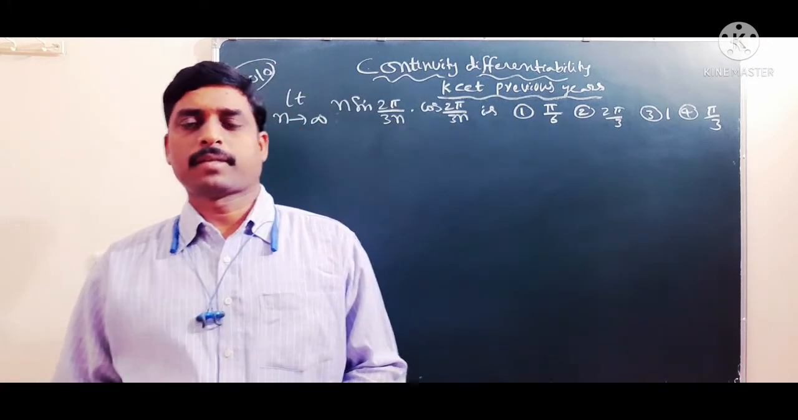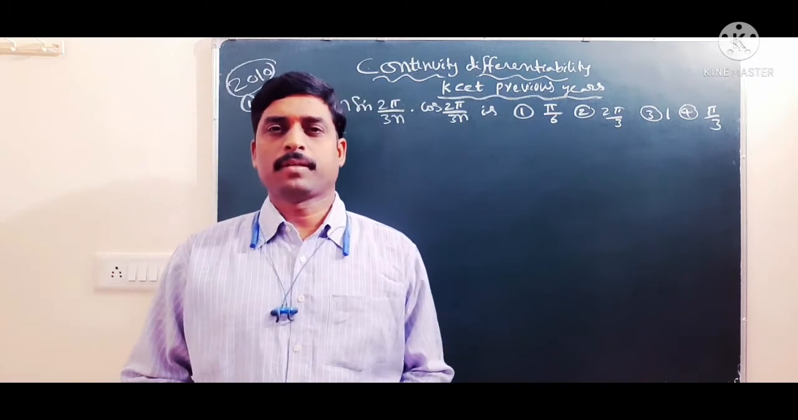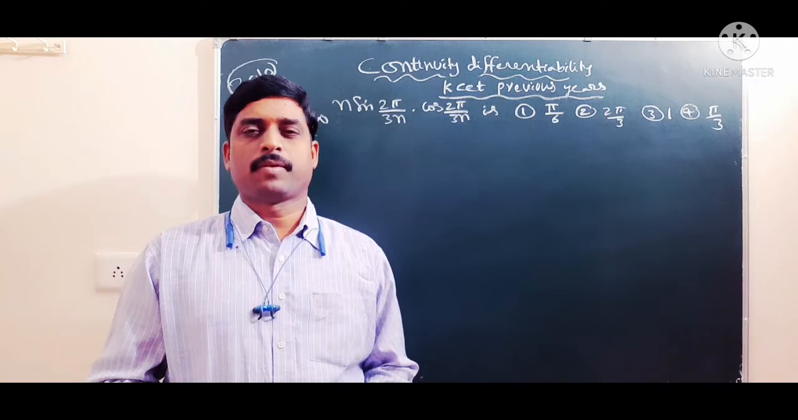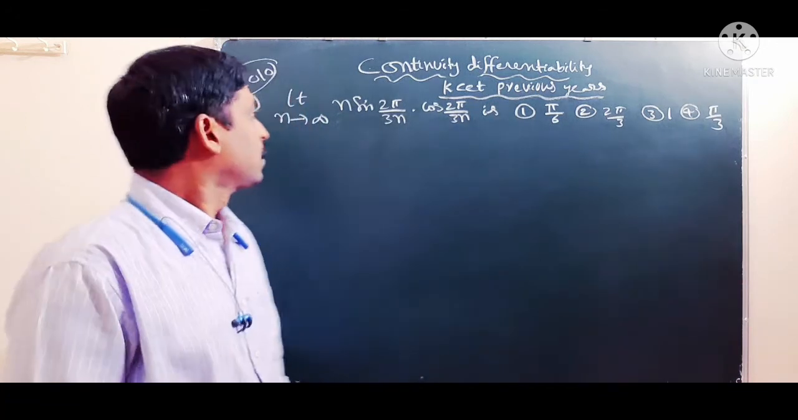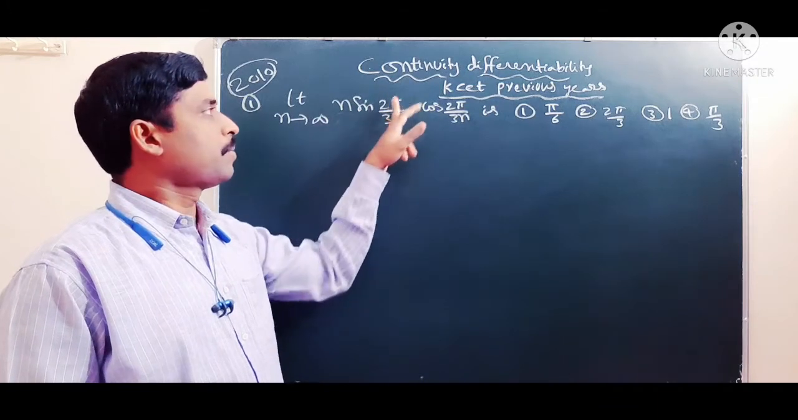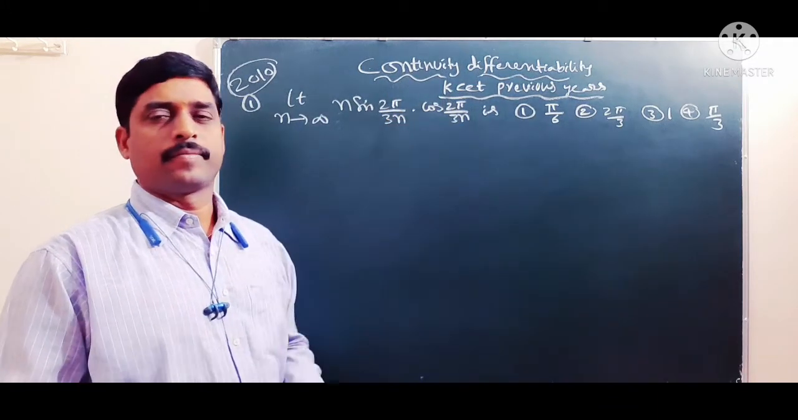Today I would like to explain continuity and differentiability cases in previous year questions. Now, question number 1 from 2010: limit n tends to infinity, n sin 2 pi by 3n cos 2 pi by 3n.